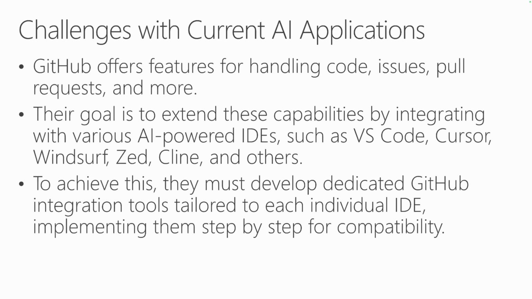Imagine that we are GitHub, and as you know, GitHub offers features to handle code, issues, pull requests, and more. If they want to integrate with all the various AI-powered tools or IDEs, like VS Code, Cursor, Cline, and others, to achieve this, they must develop dedicated integration tools tailored to each individual tool or IDE, implementing them step by step for compatibility. So this is a different implementation for every different tool.